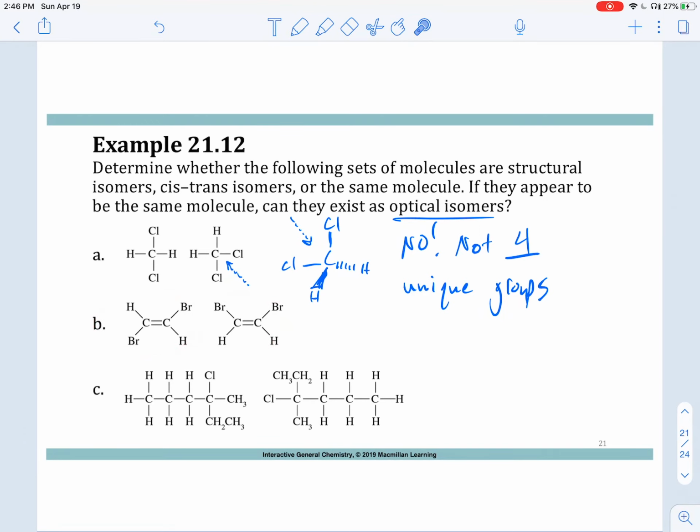Well, right away we see there's a double bond involved. So is this a cis-trans situation? Notice that this isn't an alkyl group, but it doesn't need to be an alkyl group. It can be anything, any other group other than H. So these are bromo groups, and notice the only difference here is that they're on different sides of the double bond. So this would be trans, and this is cis. So these are cis-trans isomers.